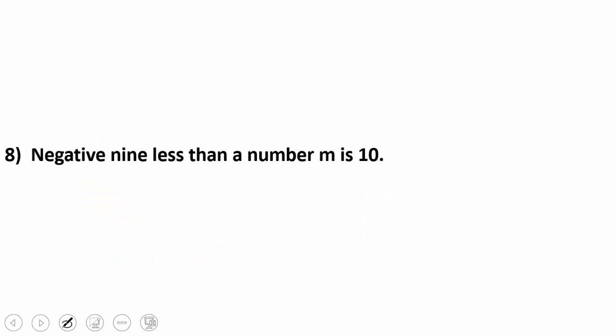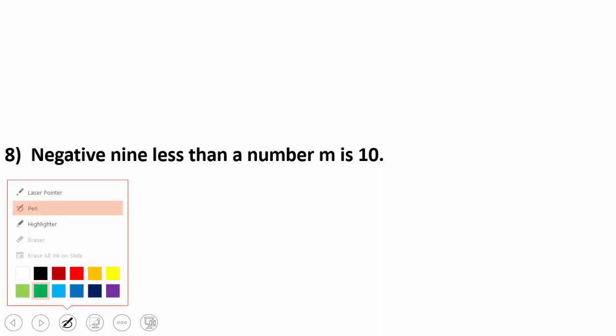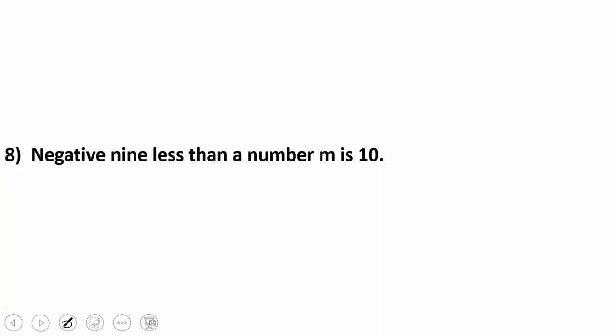One last one today. Negative 9 less than a number m is 10. So negative 9, well, this right here represents negative 9, less than a number. Once again, that is an operation. When I have something that's less than something else, I'm subtracting. And the number m is 10. So I have negative 9 less than m. So that means m minus a negative 9 is 10.